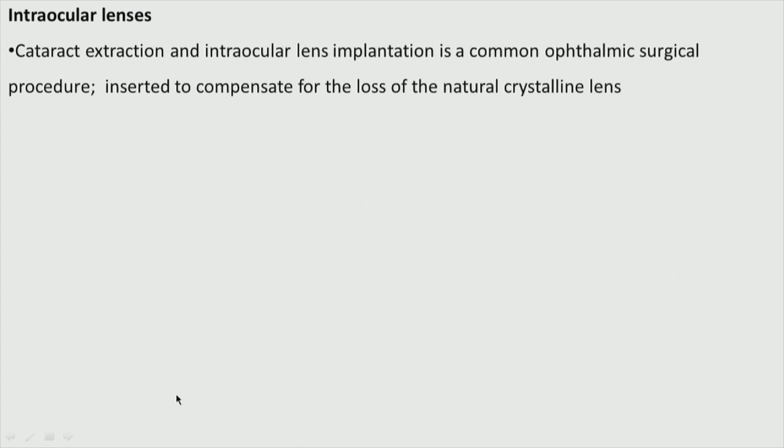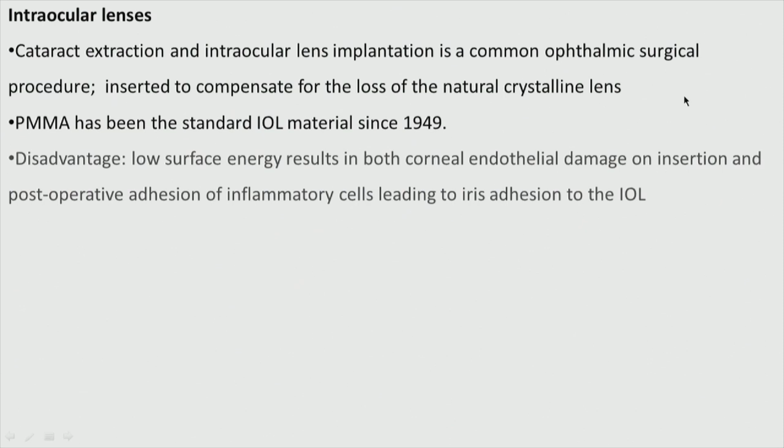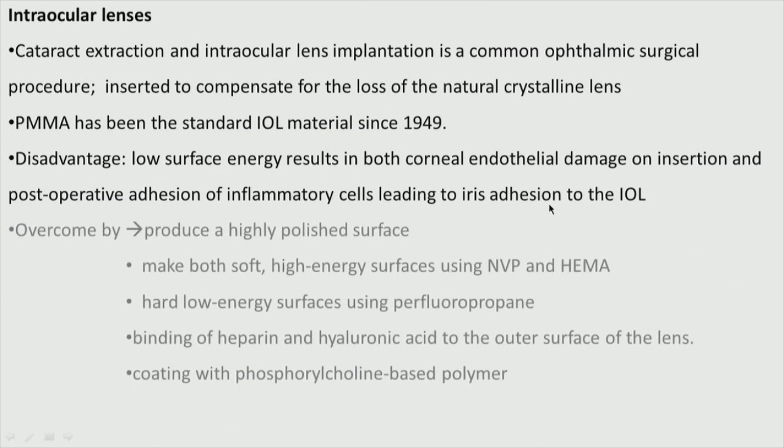Intraocular lenses: after cataract extraction, they place a lens, called an intraocular lens. These are very common nowadays, it is an ophthalmic surgical procedure. This is inserted to compensate for the loss of the natural crystalline lens. PMMA has been the standard for a very long time. Low surface energy results in both corneal endothelial damage on insertion and postoperative adhesion of inflammatory cells, leading to iris adhesion to the IOL, that is intraocular lens.